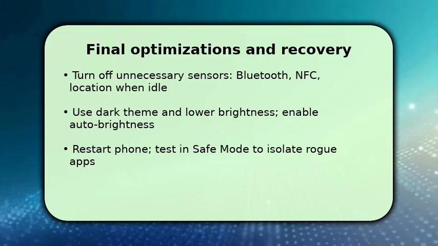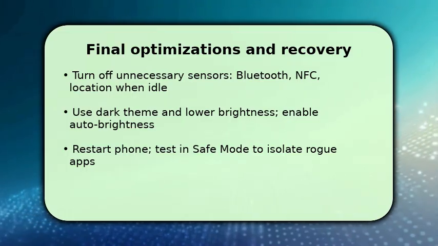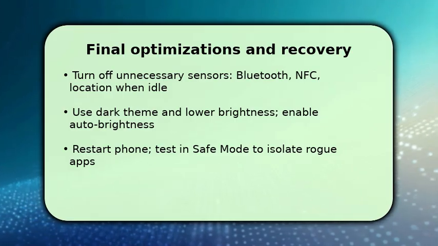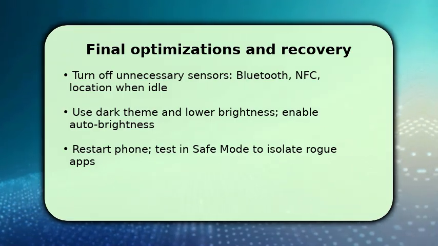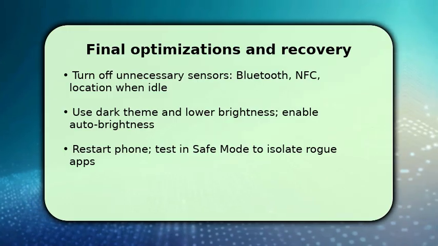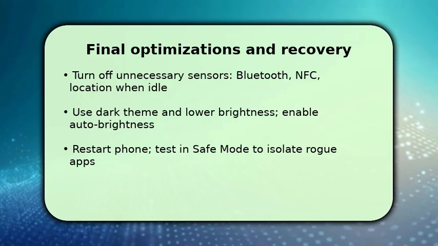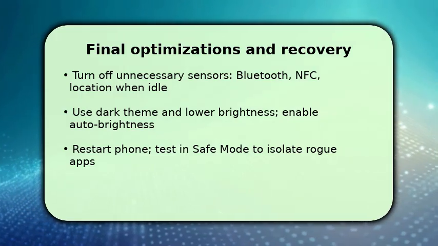Finish by removing remaining quick drains and verifying stability. Disable Bluetooth, NFC, and location when you don't need them, and use Dark Theme plus Reduced Brightness with Auto Brightness enabled to cut screen power. Check sync intervals and push email frequency. Extend them to conserve energy.